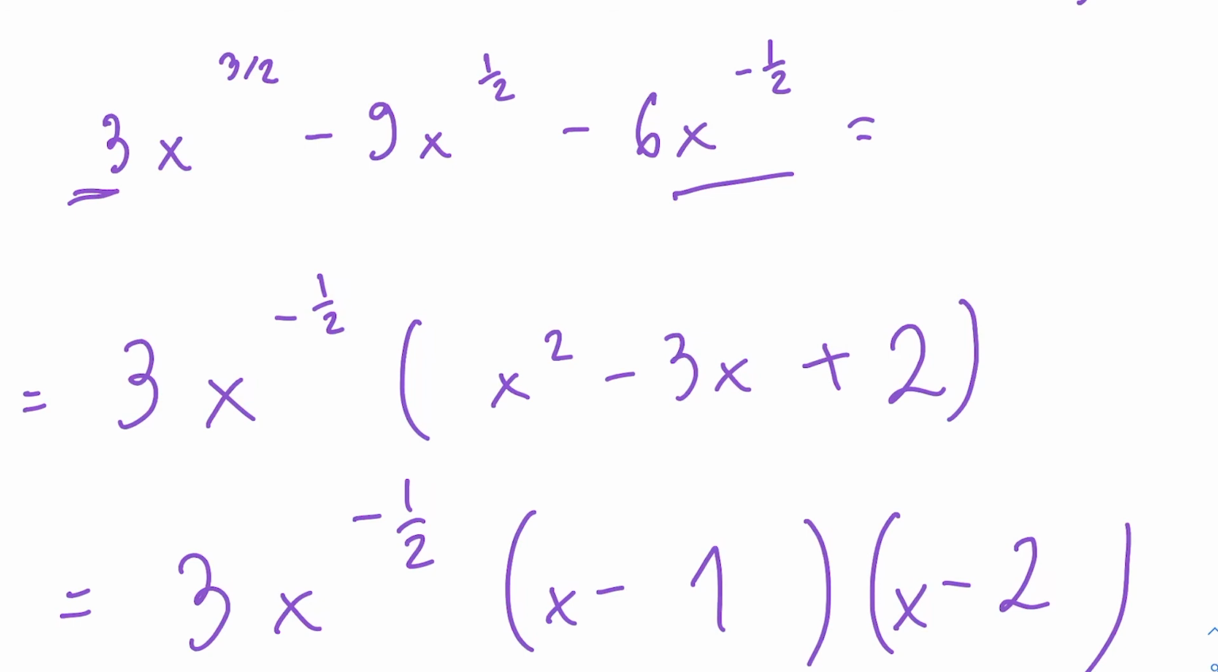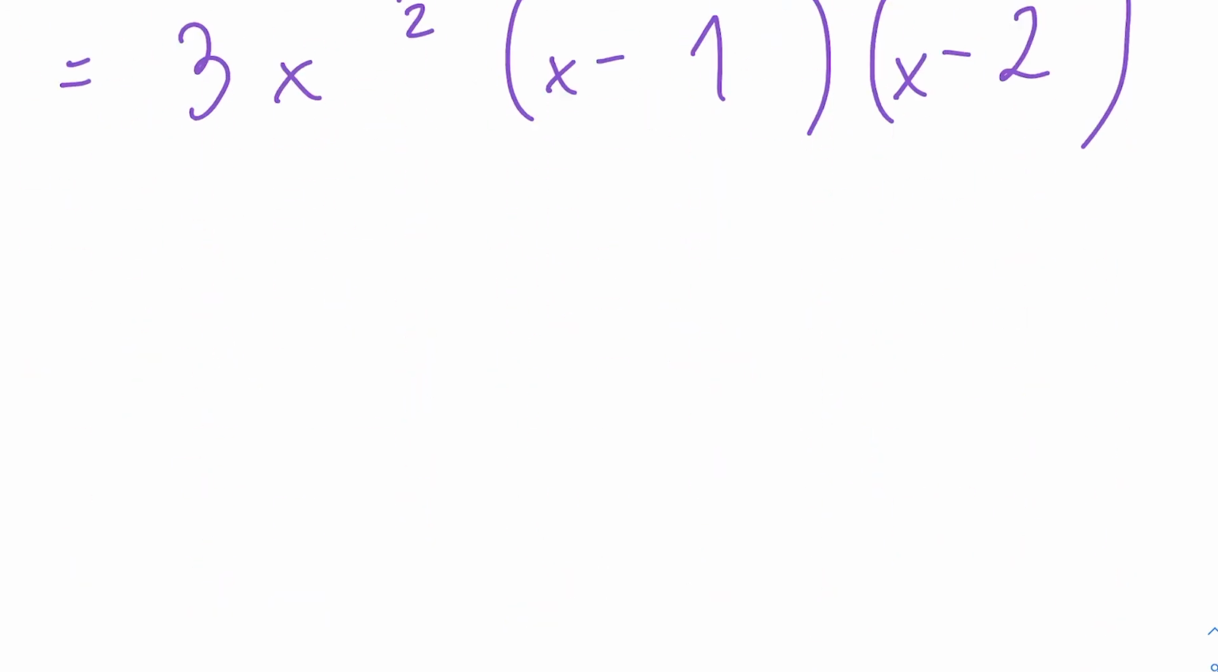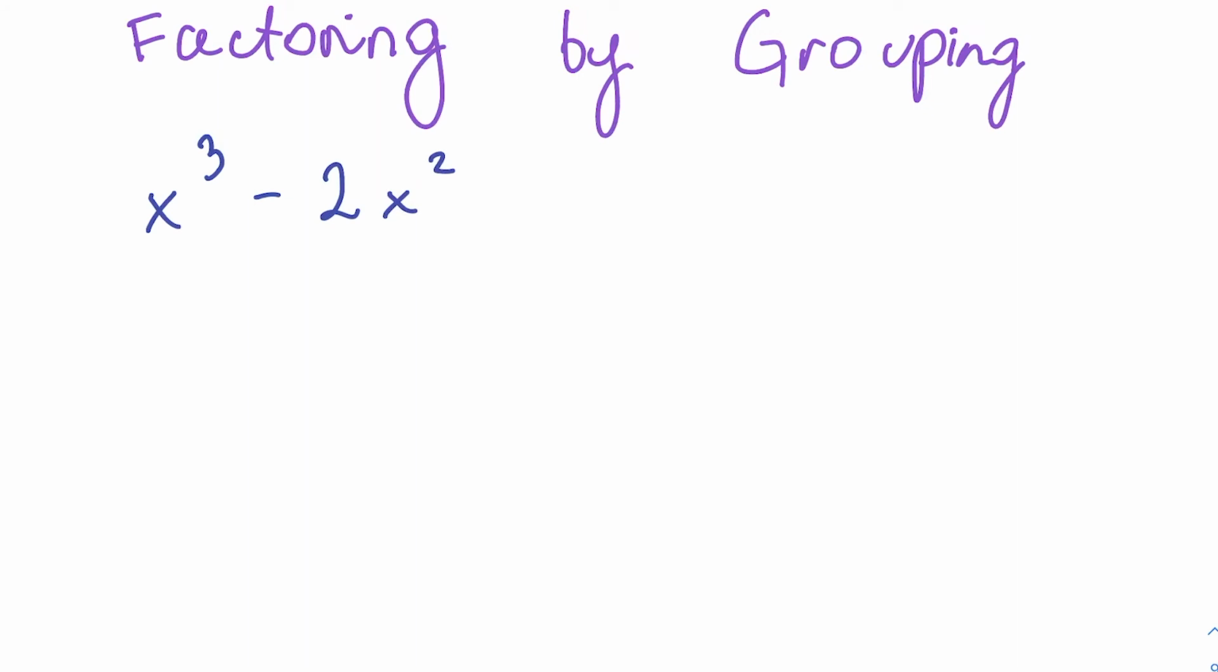Now, what about factoring by grouping? Polynomials with at least 4 terms can sometimes be factored by grouping terms. So let's go through an example in order to illustrate that. So let's say we had x to the power of 3 minus 2x squared minus 3x plus 6.